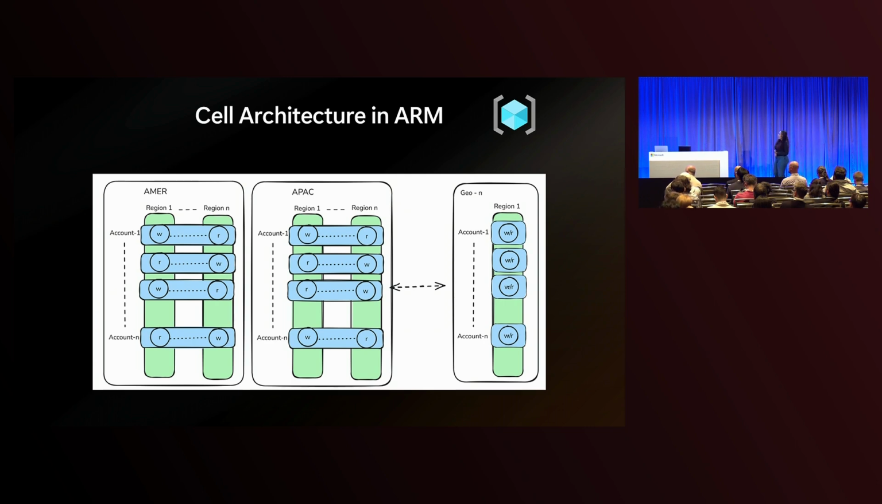In this example, they have cells that are represented by geography. So you have a geography for the Americas, one for APAC. Within each geography or cell, they still have multiple Cosmos DB accounts, and each of those accounts are still replicated across region. But each cell is independent and isolated, which allows them to be more resilient overall.